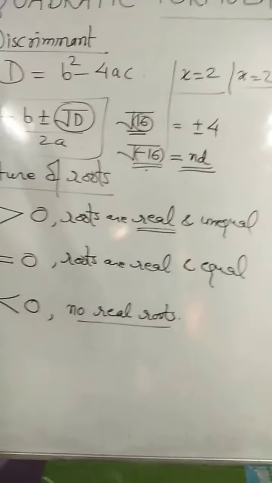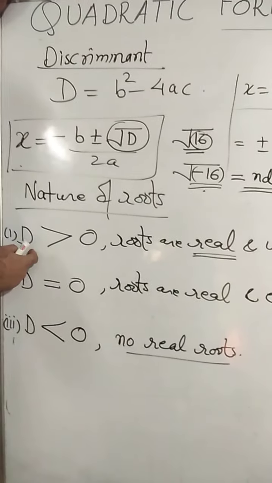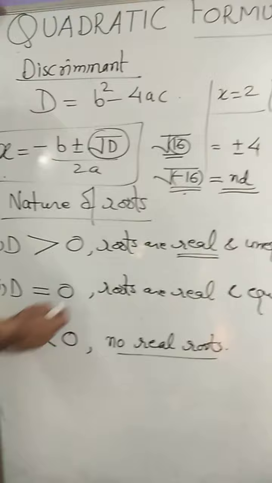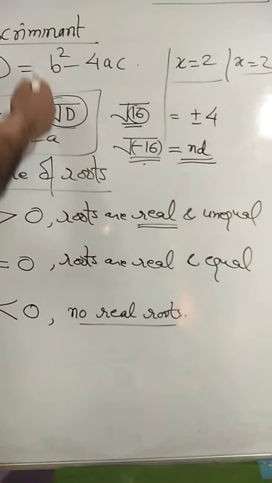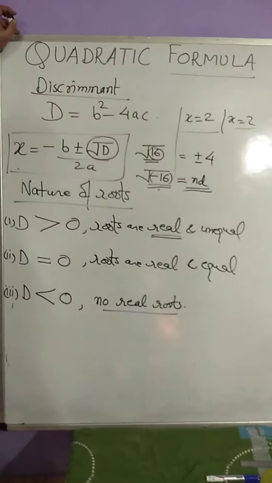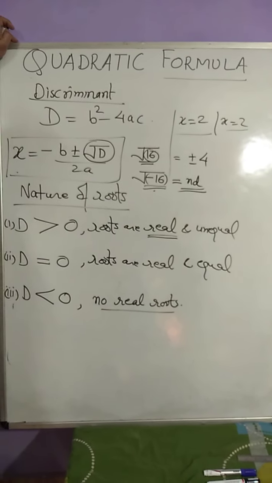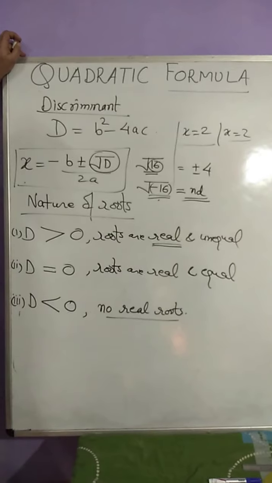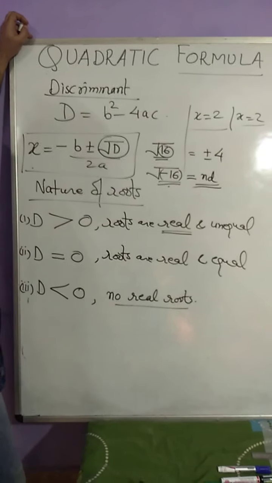So this is the quadratic formula and these are the 3 cases about the discriminant. So you have to remember these 3 cases always. They give us the nature of the roots without finding the roots. I hope this should be clear to all of you.